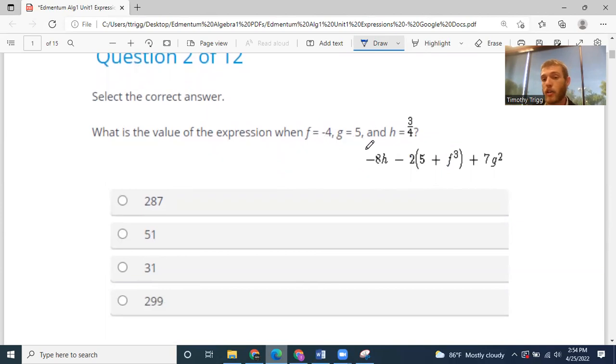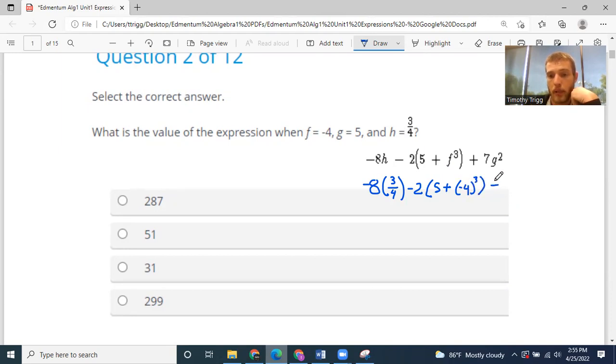Okay, again, this one we're replacing the variables with the numbers that they have here. So we're going to replace f with -4. We're going to replace g with 5, and we're going to replace h with 3/4. So this is -8 times h, so that becomes times 3/4, minus 2 times 5 plus -4 to the power of 3, plus 7 times g squared. G we're replacing with 5.